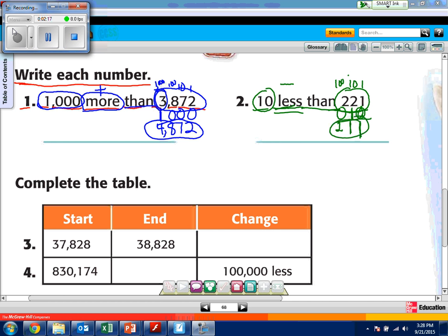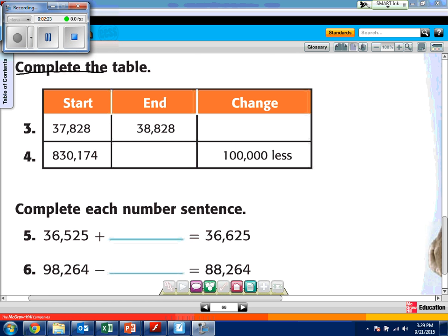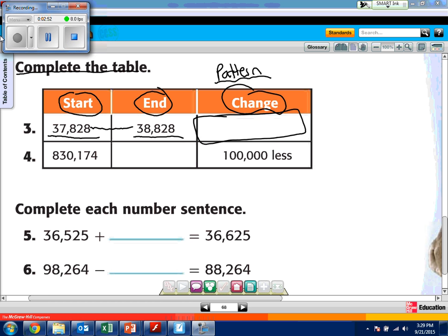Now as I continue on, it tells me to complete the table. Well, take a look at my table. It says where we're starting at, where we're ending at, and what is the change. What we're going to be working a lot with today, ladies and gentlemen, is this word called pattern. What is the pattern that we're seeing? That's a big I can statement right there. So let's take a look at where we're starting at. We're starting at this number 37,828, and we're ending at 38,828. So we're going from one place to the other. And we want to know how much is changing.